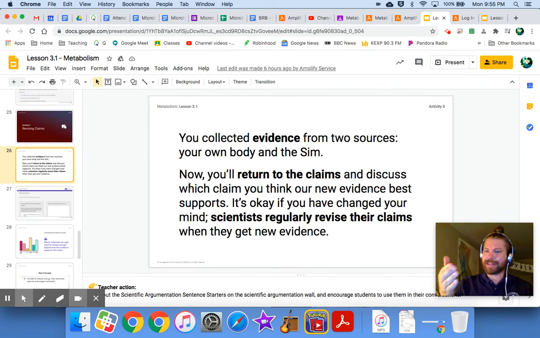So if you see that the data is leading you somewhere else, then maybe that's where you should head. I'm not saying just give up on your previous claim altogether, but consider, hey, maybe this previous claim is incorrect. So it's okay if you've changed your mind. Scientists regularly revise their claims when they get new evidence.